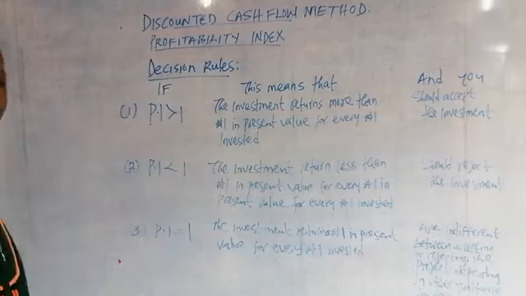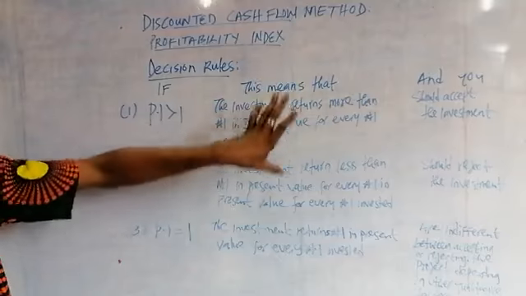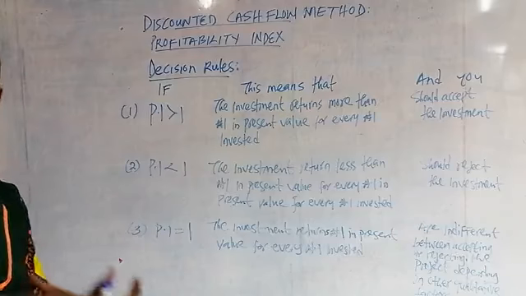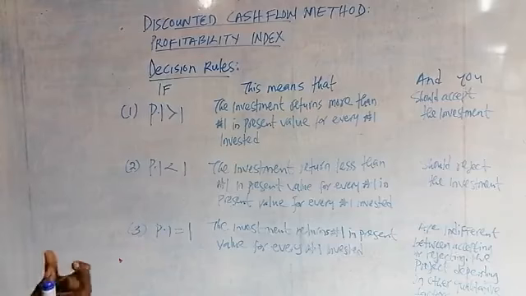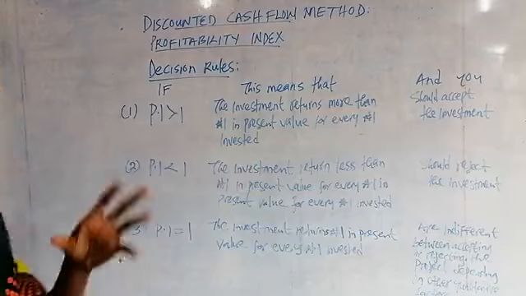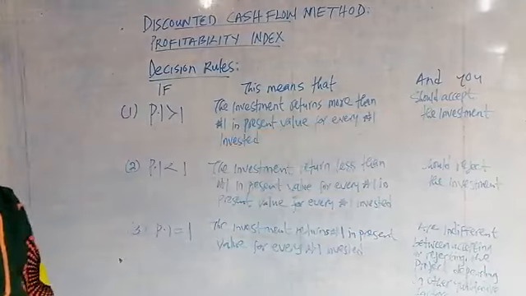What are we saying here? That is, if your computed profitability index is greater than 1, it means the investment you are appraising is going to return more than every 1 naira invested. It's going to return more than what you have invested. It means our decision should be to accept the investment.